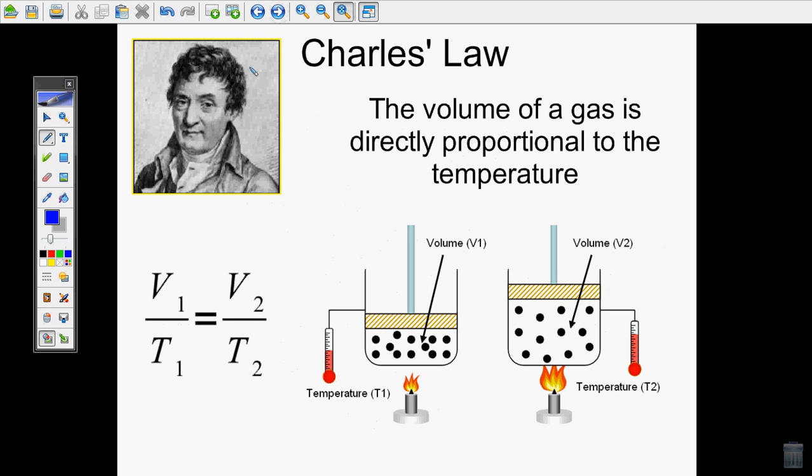All right, Charles' law. Charles' law says the volume of a gas is directly proportional to the temperature. So if volume increases, temperature increases, or if temperature increases, volume increases. So your graph would look like this, okay?